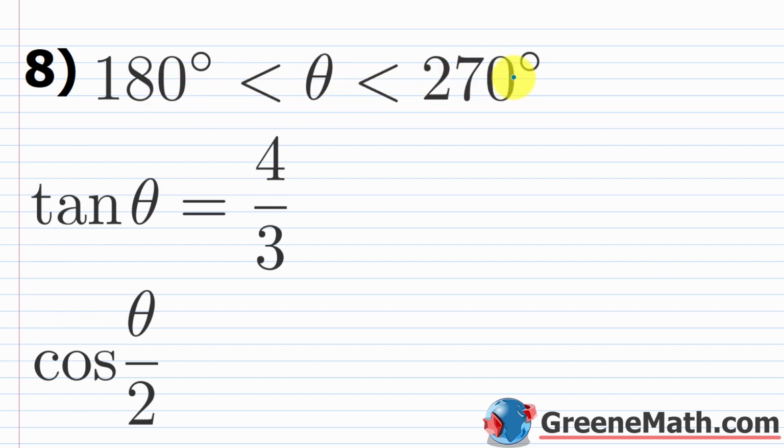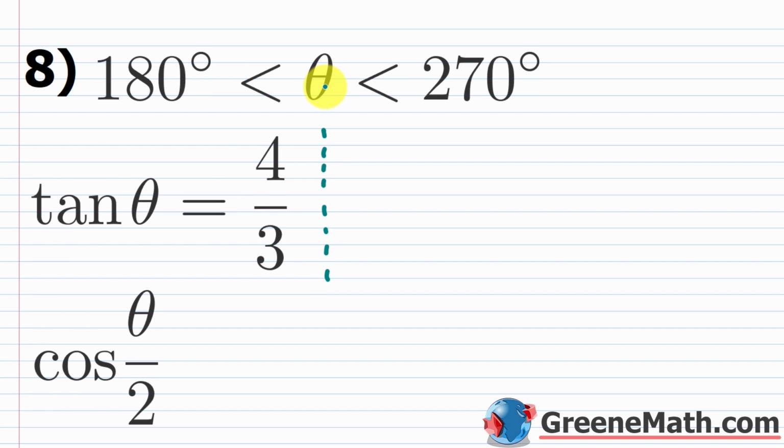So that means we're going to be in quadrant 3. And this is for theta, not theta over 2. Then tangent of theta is given to us as 4/3. We want to find the cosine of theta over 2. So if you get this type of problem, the first thing you need to figure out is, where does theta over 2 lie? This is theta.